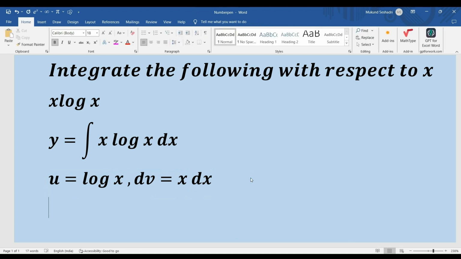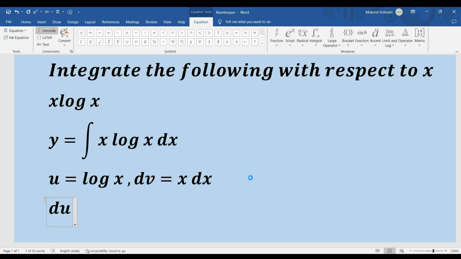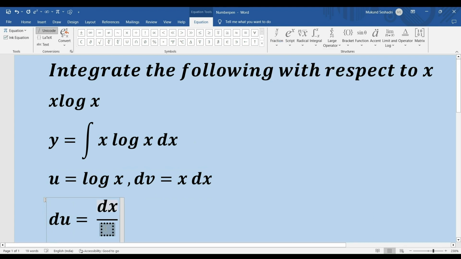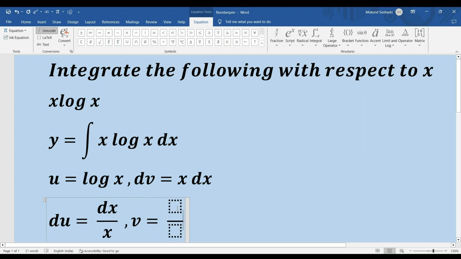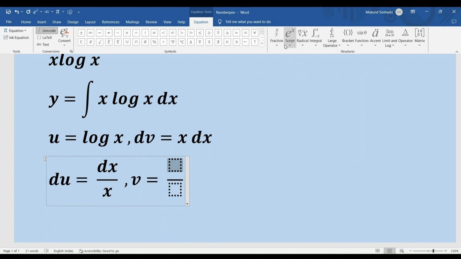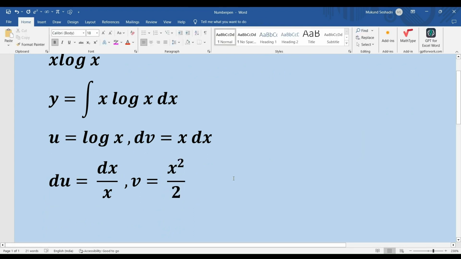Let's go to the next line and write down what is our du. My du is nothing but dx by x, right? Then my dv is x dx, and therefore my v equals x square by 2, right? I'm going to reserve the constant towards the end. So I have my u, I have my v, I have my du, I have my dv, right? So can I go ahead and apply integration by parts?